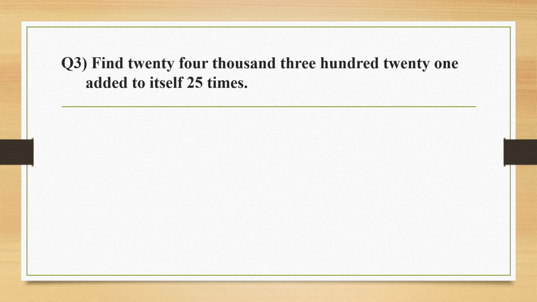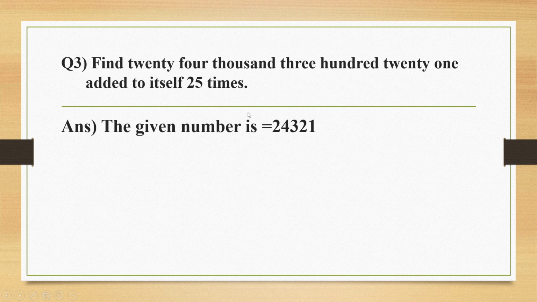Next question we see. Find 24,321 added to itself 25 times. So which means it's very crazy. See here, they have given a number and they are saying that it will be added to itself how many times? For 25 times. So let's see the number first. So the number is 24,321. Okay. So here this number has to be added to itself how many times?